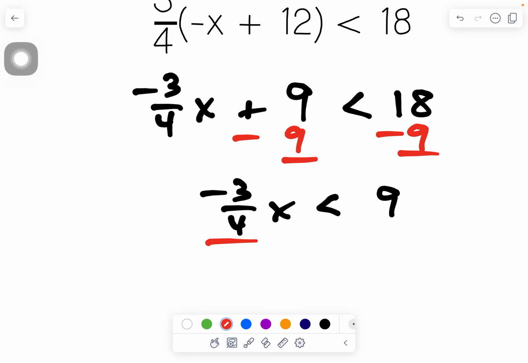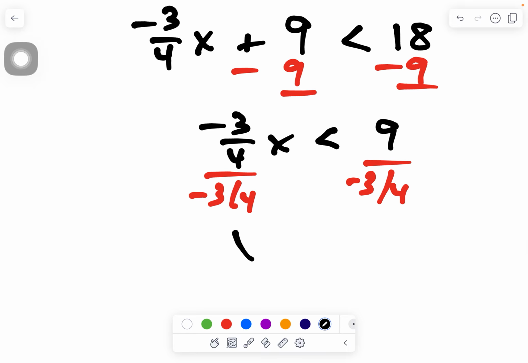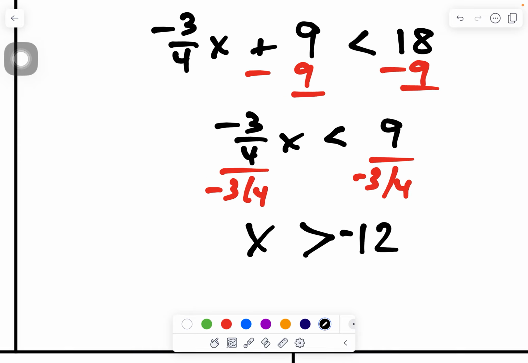Now I'm going to divide by negative 3/4, which is that special case I need to remember for inequalities that tells me I have to flip my symbol. So it's going to become a greater than now. I can either divide by 3/4 or I can multiply by 4/3. That's entirely up to me. Regardless of which way I decide to do it, I end up getting negative 12.